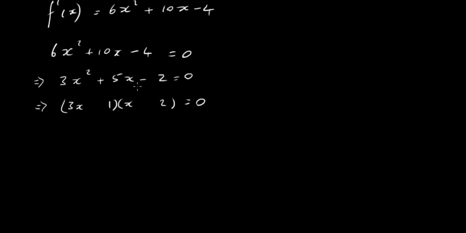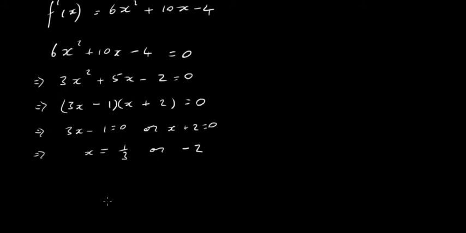Let's see, I think if we put a minus here and a plus here, it should work. So 3x times x is 3x squared, minus 2, minus 1x plus 6x will give us the 5x. Yes, that's okay. So that means that 3x minus 1 is equal to 0, or x plus 2 is equal to 0. So that will finally give me x is equal to 1/3 or minus 2.